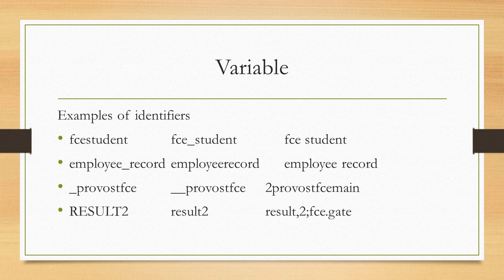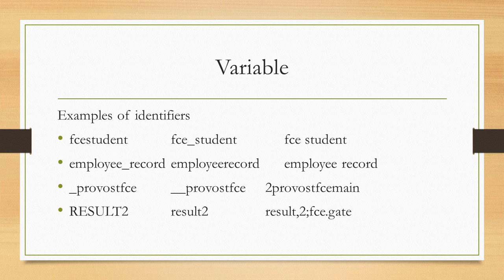Right, now let's look at these examples. Figure out which one is a valid identifier or valid variable name and which one is not, based on the rules that we just mentioned. Let's take the first row, FCE students. Is that one a valid identifier? Yeah, it's a valid variable name. Then the second one, FCE underscore student, is that one valid? You can use an underscore when you are naming a variable. Yeah, that one is valid as well.